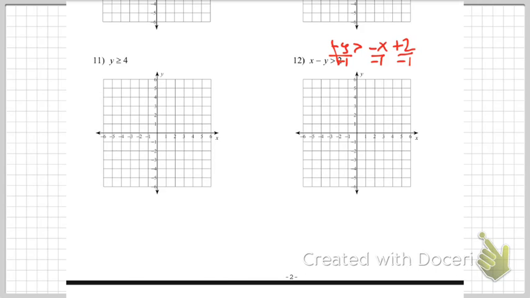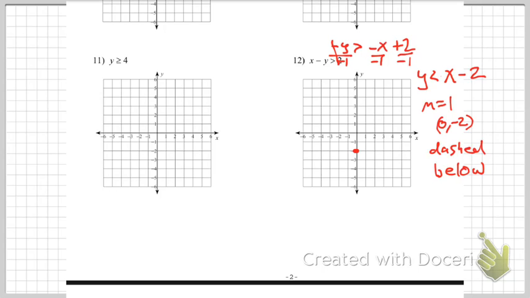-y divided by -1 is just a positive y. We divided by a negative, so I must flip the inequality sign. -x divided by -1 is just a positive x. 2 divided by -1 is -2. Alright, so our slope here is 1. My y-intercept is 0, -2. Also, I'm going to have a dashed line based on the inequality sign. As you can see, the inequality sign is now a less than, which means I will shade below the dashed line.